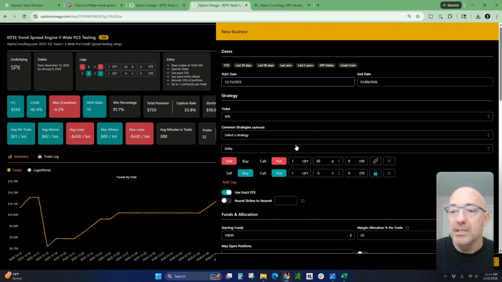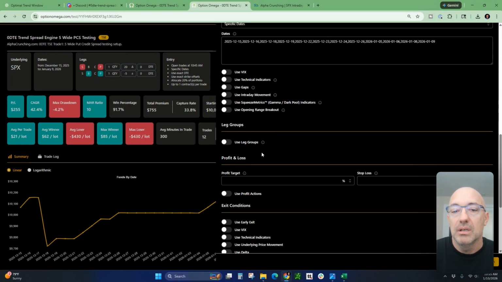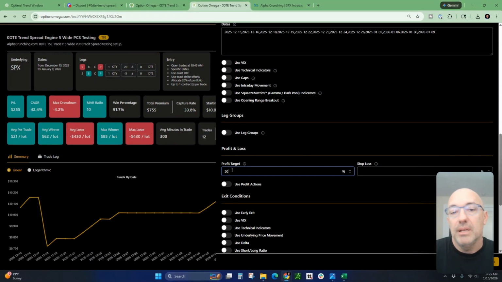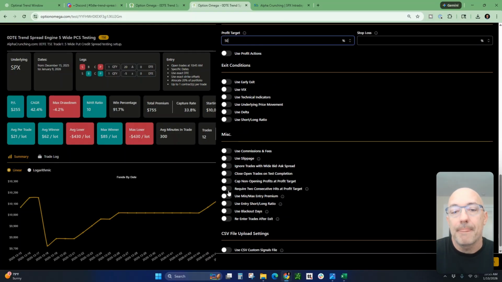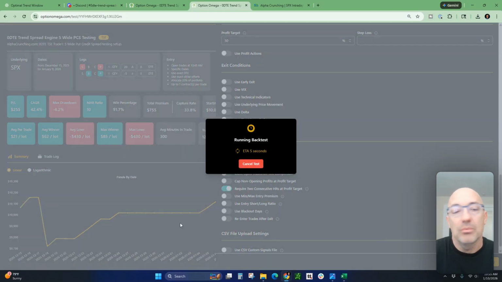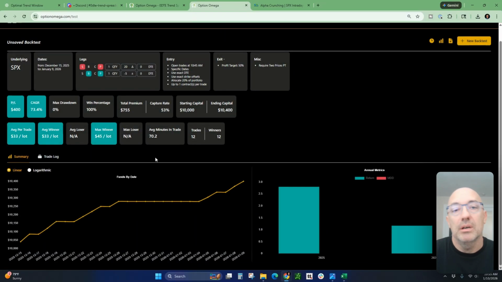As an example, let me show you with this particular example: if we take a 50% profit target here in Option Omega and I run it, this actually got to 100% win rate. But the idea here is that once we get a high win rate of expiring worthless, can we add risk management to improve that? That's where we're at in the process of the Trend Spread Engine.